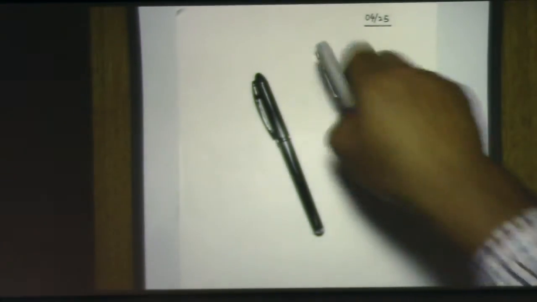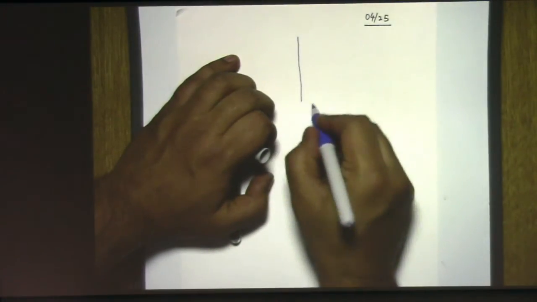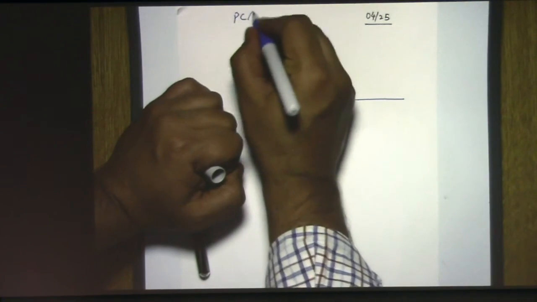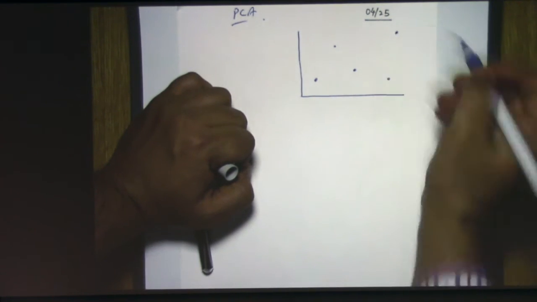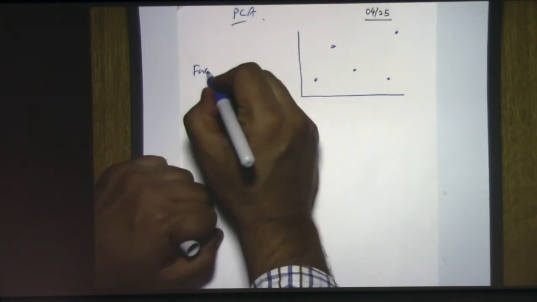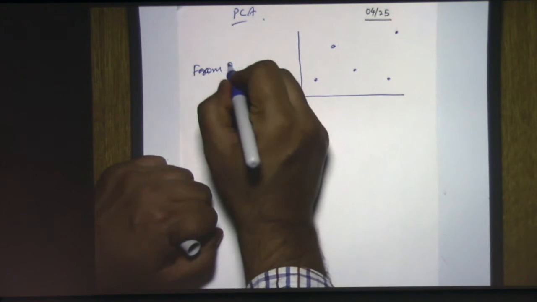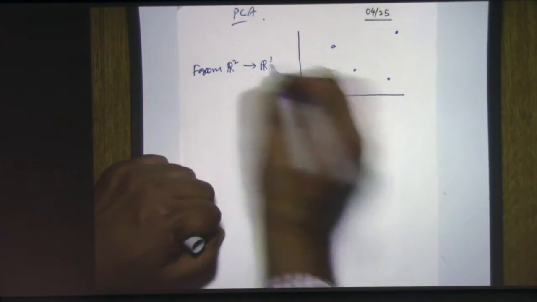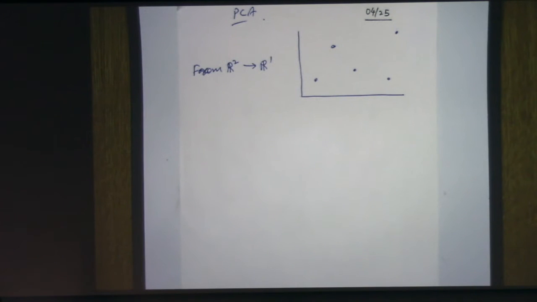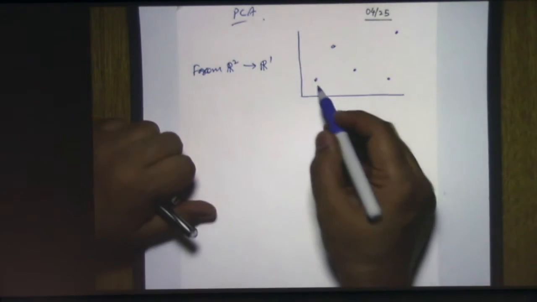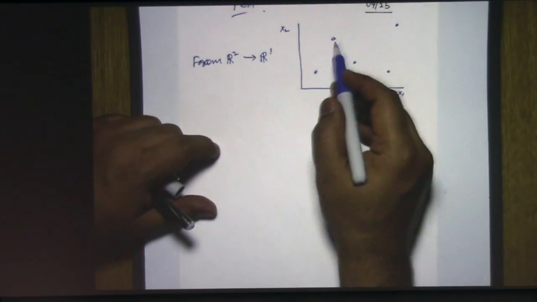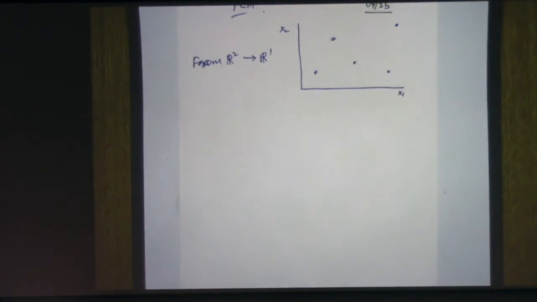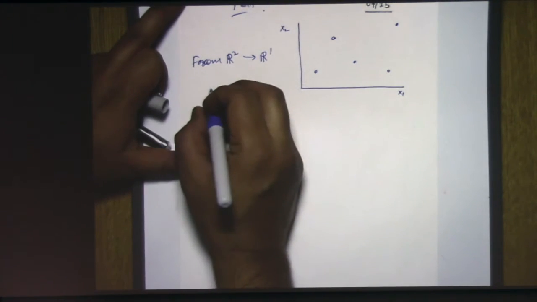So let's say I have this data set in two-dimensional space, and I want to represent it in one-dimensional space. So from R2 to R1. There are many ways to do that, right? So for example, one way could be that, let's say this is dimension 1, this is dimension 2, I just use one of the dimensions as my dimension, right? That's not a very intelligent way to do it, but it's reasonable, right?